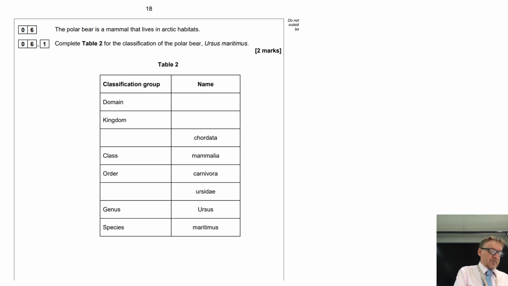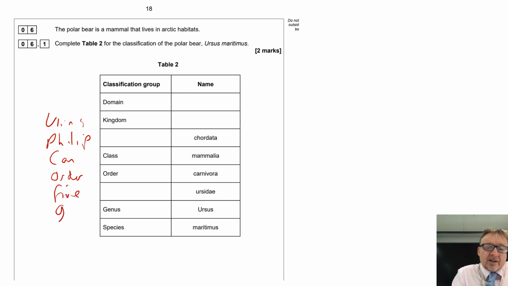Question number six. Right now, I have to admit, I really kind of don't like this question at all. The polar bear is a mammal that lives in Arctic habitats. Complete table 2 for the classification of the polar bear, Ursus maritimus. All right. And what you've got to do is fill in these blanks. Now, I always remember it as King Philip can order 5 giant sausages. Now, there are other ways of actually remembering that. Right, so the classification group for Philip is phylum.